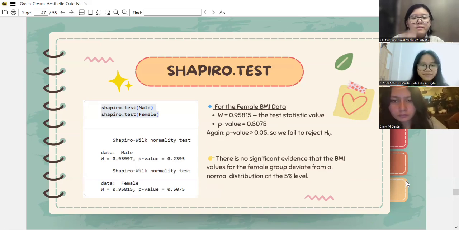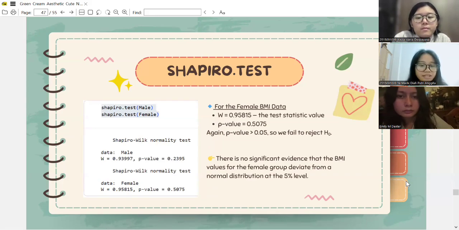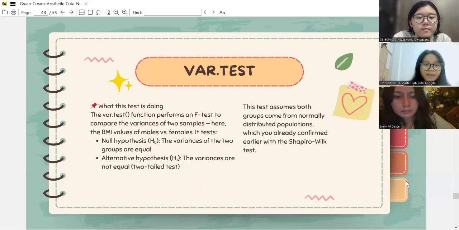Next. For the female BMI data, W equals 0.95, the test statistic value, and p-value equals 0.50. Again, the p-value is greater than 0.05, so we fail to reject. There is no significant evidence that the BMI values for the female group deviate from a normal distribution at the 5% level. Next.